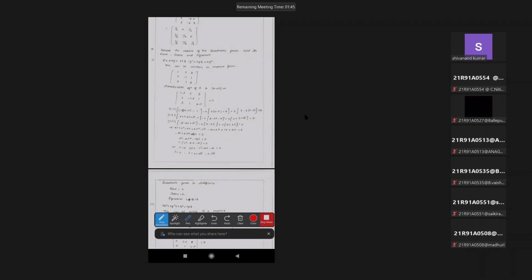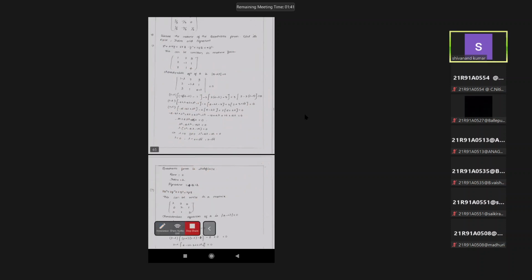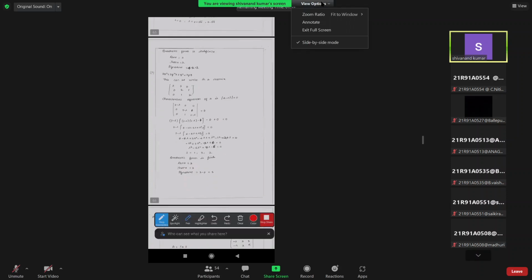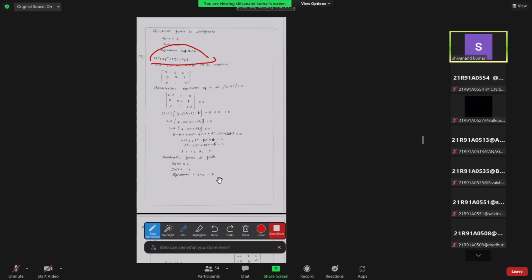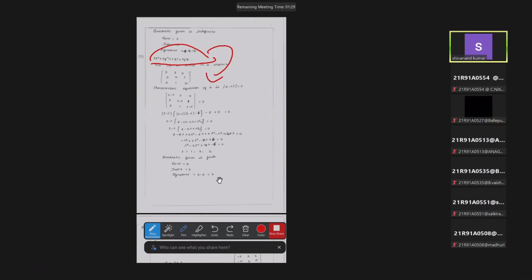Very good. So we'll go for the second problem. You will get the idea. Now the second problem is there. See the second problem. Here also they have given one quadratic form. First of all, you have to convert it to the matrix form. Then you have to find its eigenvalues. Before the eigenvalues, you need to find the characteristic equation.